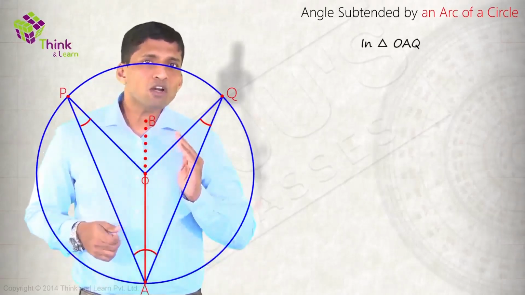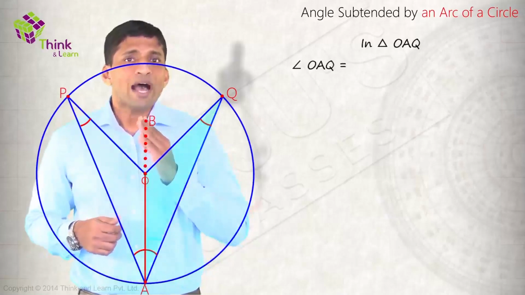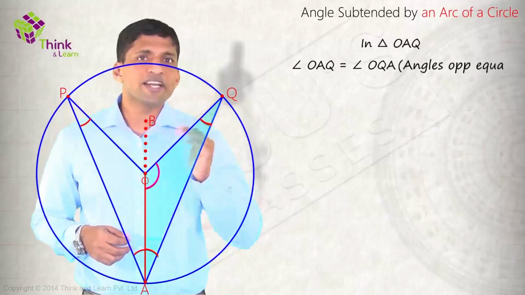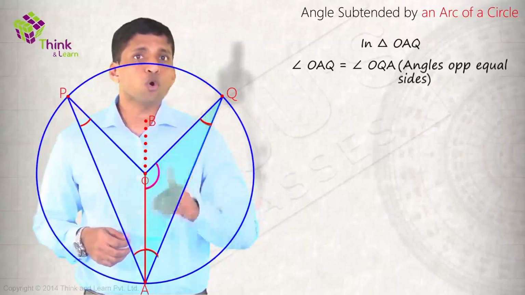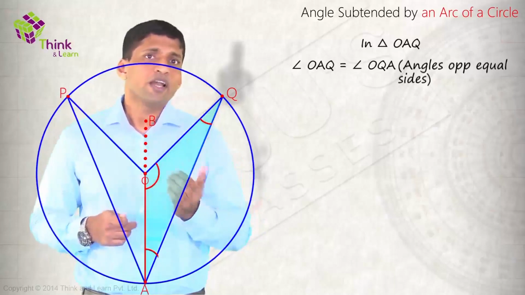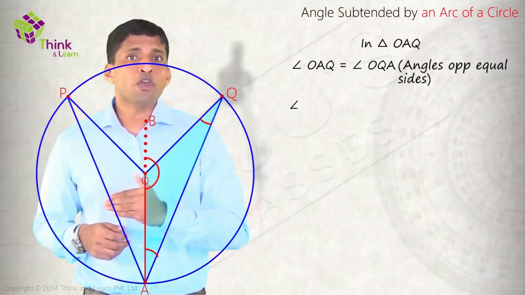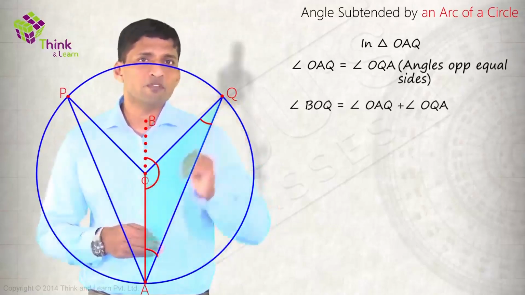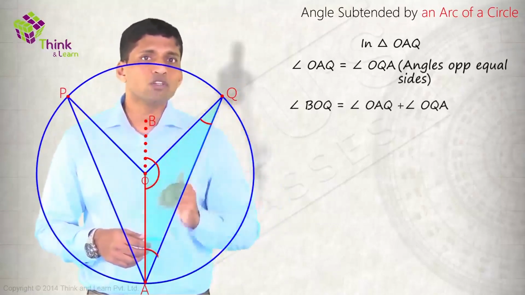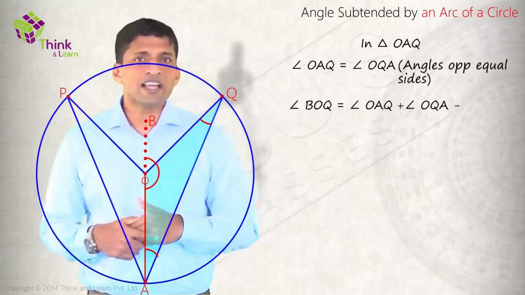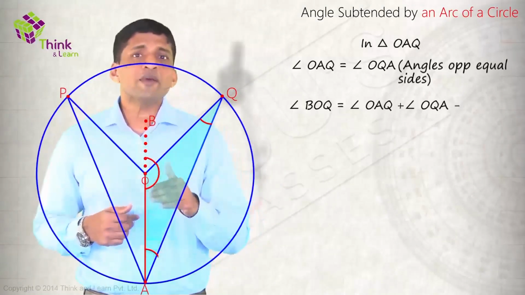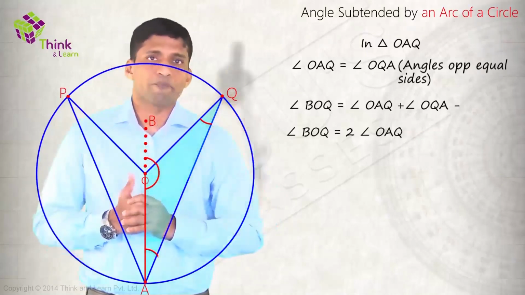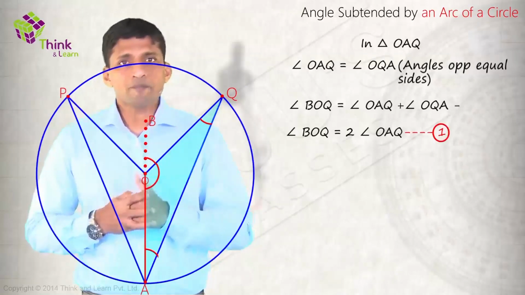Now in triangle OAQ, angle OAQ equals angle OQA, because they are the angles opposite equal sides. Why equal sides? Because OA and OQ are the radii. And we can write angle BOQ equals angle OAQ plus angle OQA, sum of these two angles, because exterior angle equals sum of interior opposite angles, which in turn can be written as 2 times angle OAQ, because these two angles are equal. Now that's the first statement.